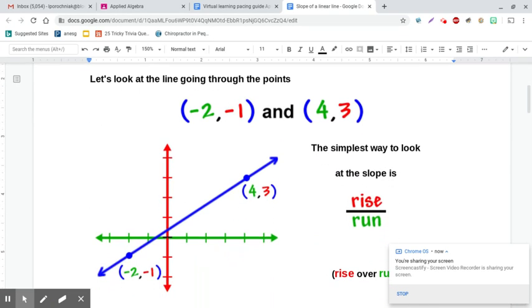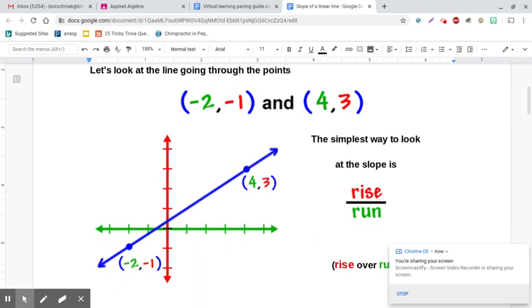They want us to look at this graph right here. Now, they actually give you 2 points. This point right here, which is -2, -1, and this point right here, which is 4, 3. Just a quick reminder, this is x comma y. Your x value goes first, your y value goes second. You should know that with plotting points, which we just went over.